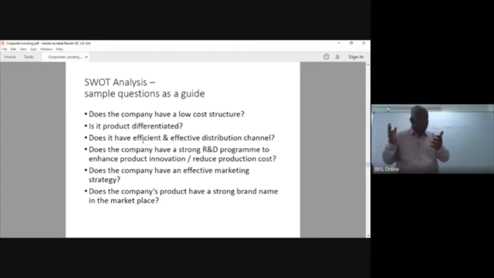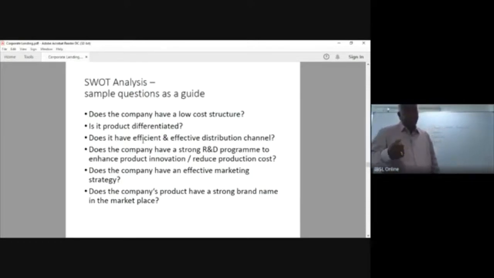So then what we have to do? How can you avoid and improve this weakness? Does it have an efficient, effective distribution channel? If the answer is no, then it is going to be a weakness of the company.